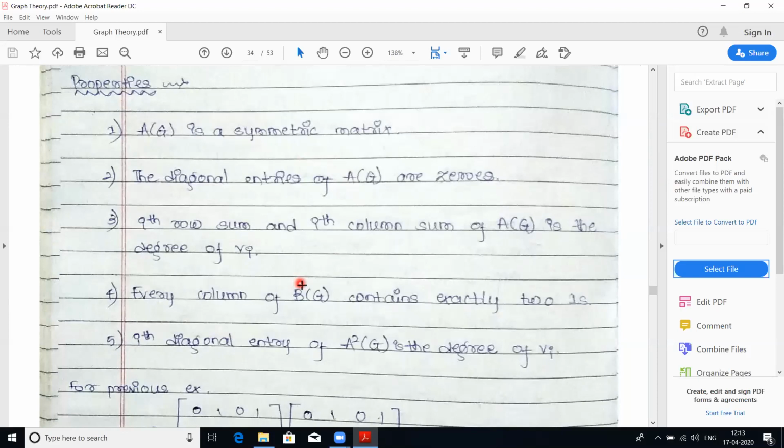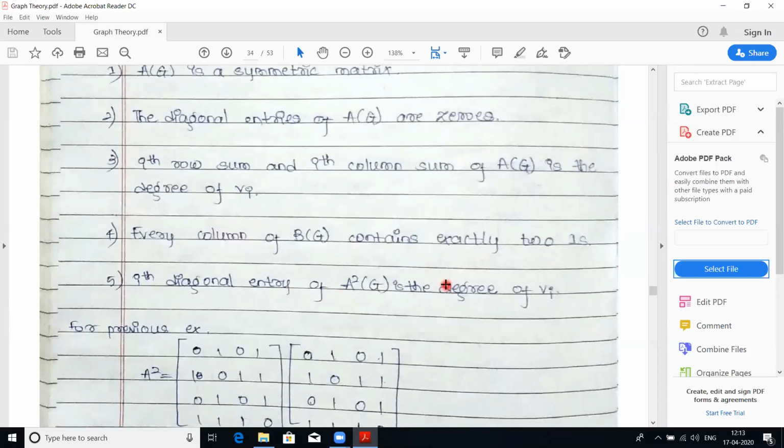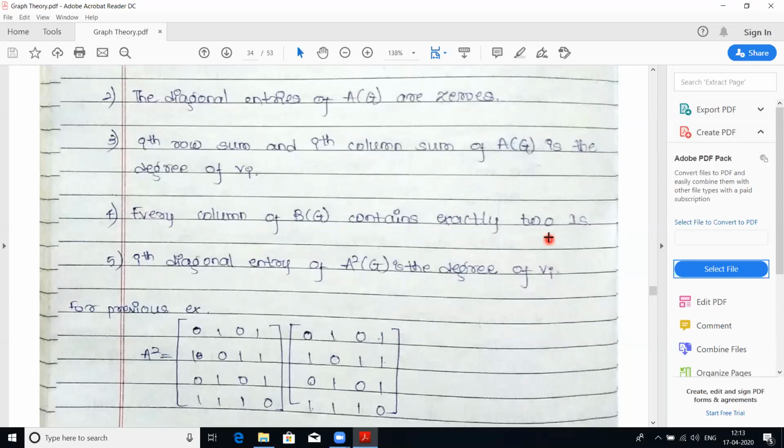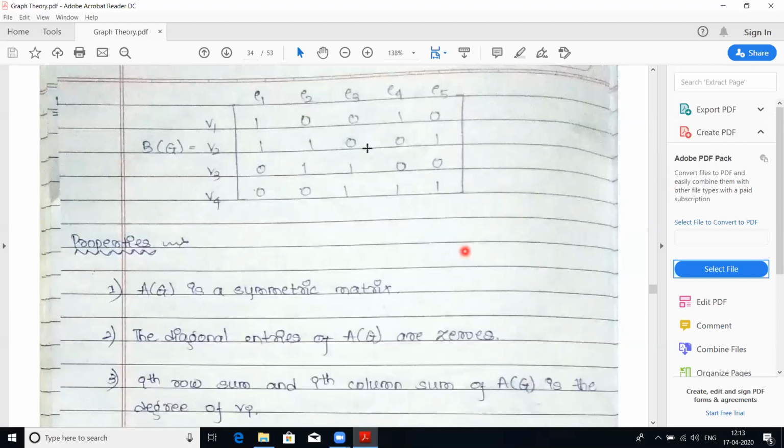Every column of the incidence matrix B of G contains exactly 2 ones. This is because every edge is incident with exactly 2 vertices. So therefore every column must contain exactly 2 ones. It is not with respect to rows, but with respect to columns.